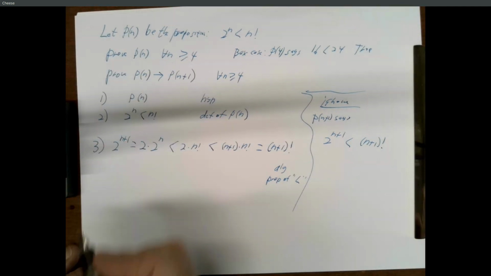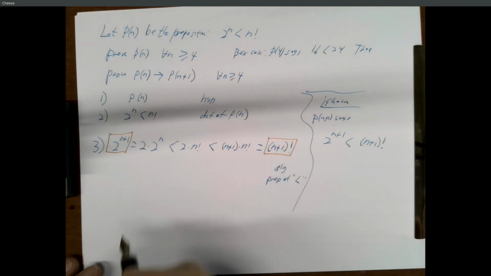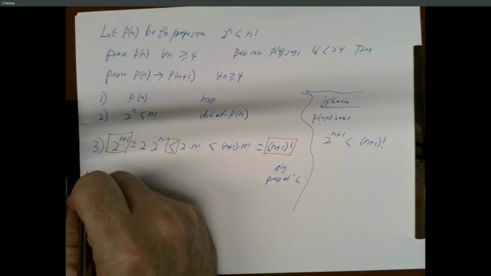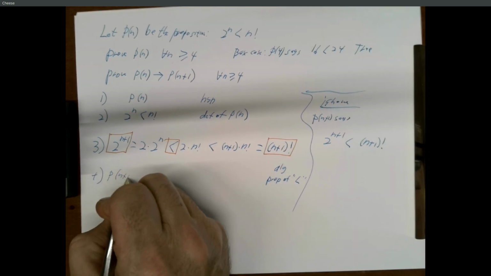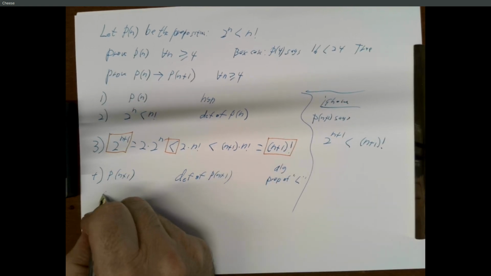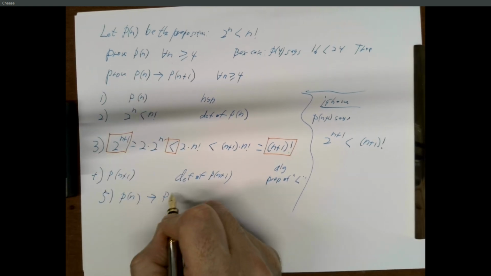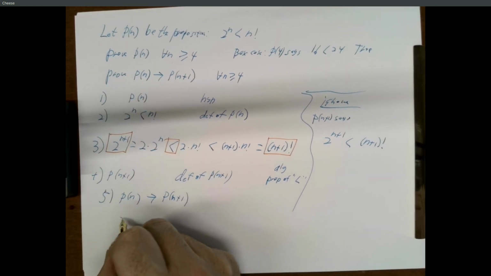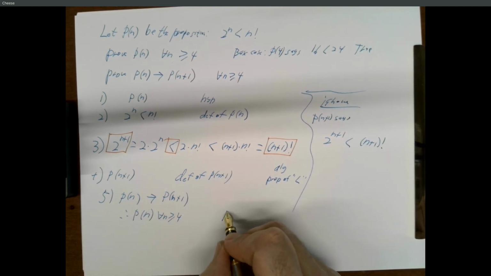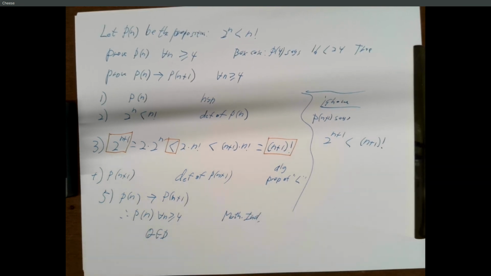But what I've just shown by assuming P of n is that 2 to the n plus 1 is less than n plus 1 factorial. And that's P of n plus 1. And so by assuming P of n, we can prove P of n plus 1, and therefore P of n for all n bigger than or equal to 4. That's mathematical induction. And that's what we wanted to show.